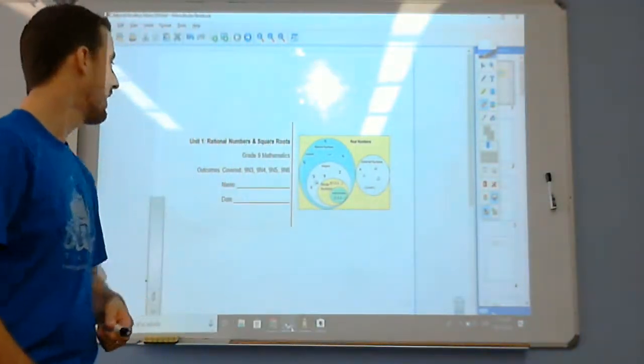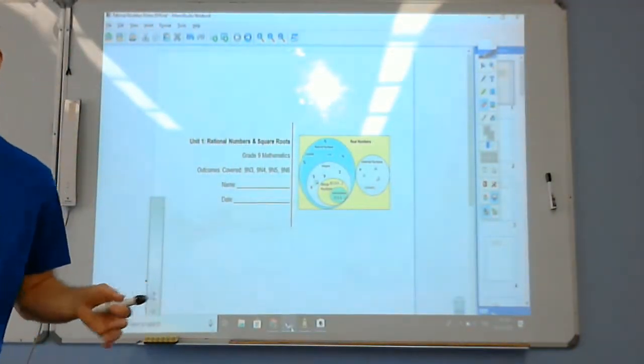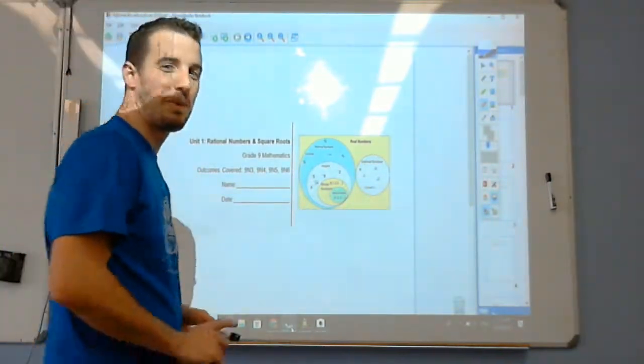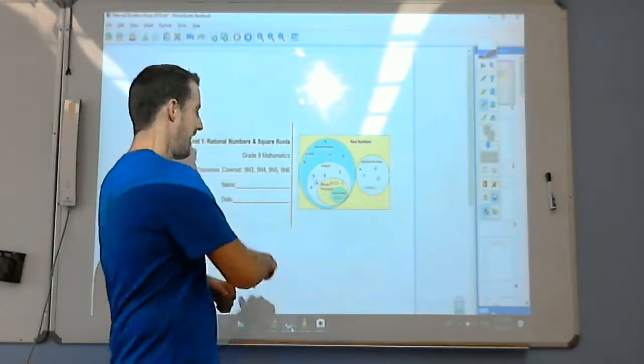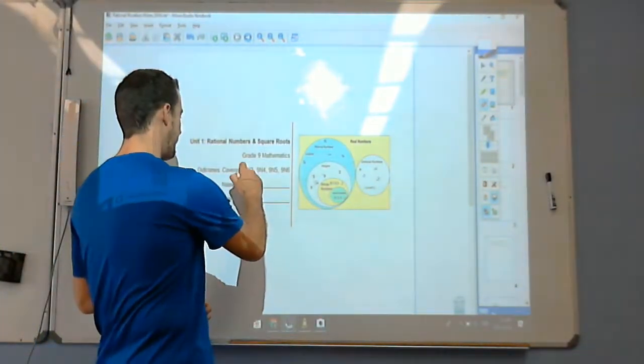Alright, so welcome back guys. We're going to be starting our first unit of the school year. So that is going to be our rational numbers and square roots unit. So hopefully you have a notes package that looks something like this. And first thing we're going to do is we're going to put our name on it.